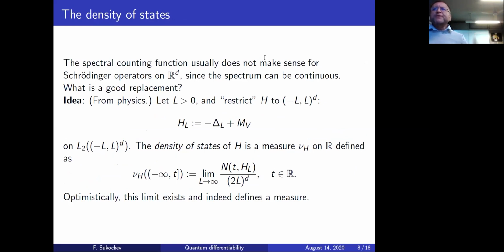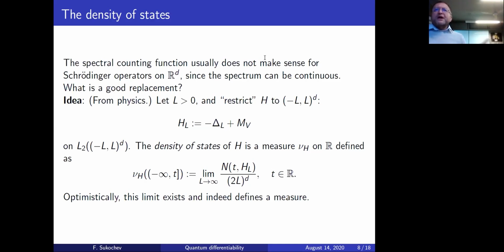How to replace these spectral counting functions? The physicists do it as follows. The idea comes from physics. So we look at this cube, minus L to L, and we say that we "restrict". I take the word restrict in quotation marks because it's not a proper restriction. The H is not restricted. I'm simply looking at H_L, which is given by minus Delta_L plus V. That's the physical idea of the restriction of the classical Schrödinger operator on the big space to the small space.